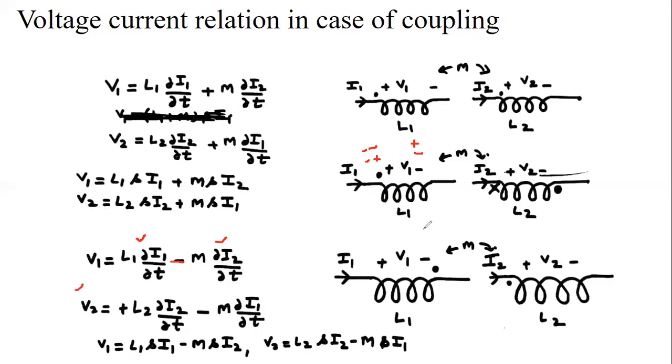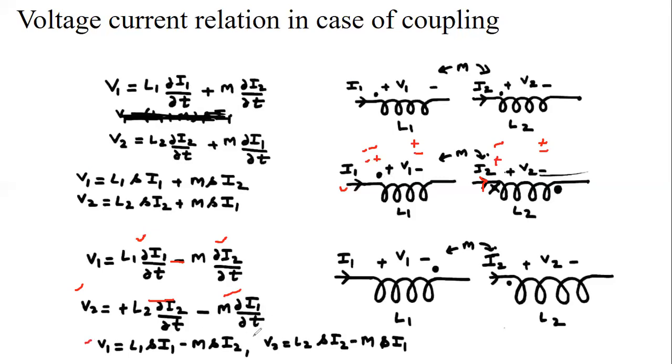Same for V2. For V2, the first term is V2 equal to L2 del I2 by del T, because current is entering at the undotted terminal. So due to I2, this is positive. And due to the coil current I1, because current is entering from the dotted terminal, it will produce a positive-negative sign like this. So here the term is minus M del I1 by del T.